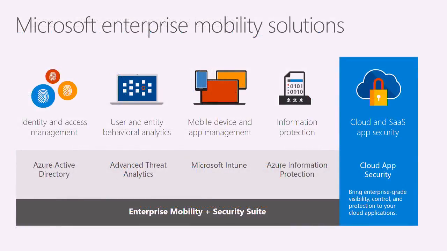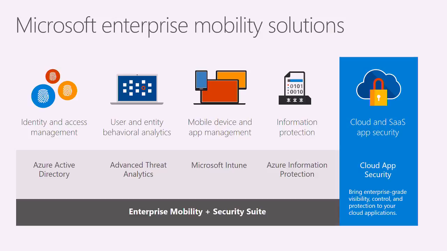So where does Cloud App Security actually sit? When you think about our mobility solutions, we have 5 pillars. We have identity and access management, which is all about the identity. Azure Active Directory is the foundation for that. That is the foundation for everything we do in EMS, Enterprise Mobility and Security. Then we have User, Entity, and Behavior Analytics, or UEBA. I talked about that yesterday, and I showed you a little bit about Advanced Threat Analytics to be able to look at threats that are inside your organization and see where potential issues could arise.